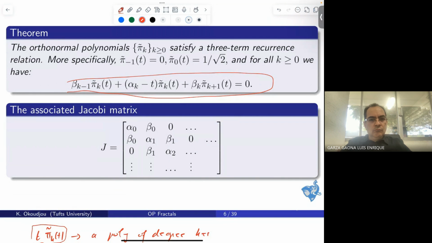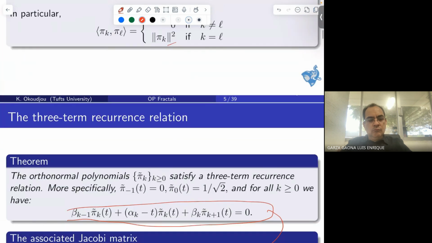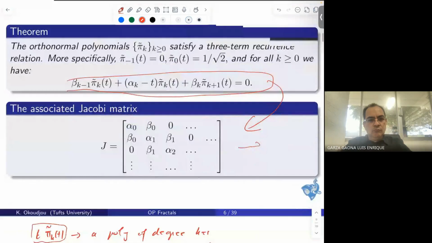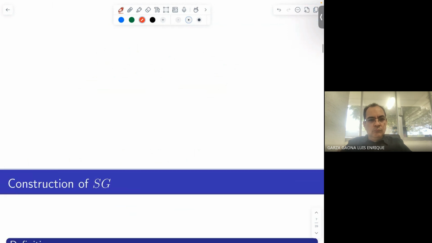And the final thing I would like to do is you can record the three-term recursion formula in this matrix that's called the Jacobi matrix. And the spectral measure associated to this is exactly what we have in this particular case. It's just the Lebesgue measure on [-1, 1]. So my goal is to try to do all of these on a fractal set.